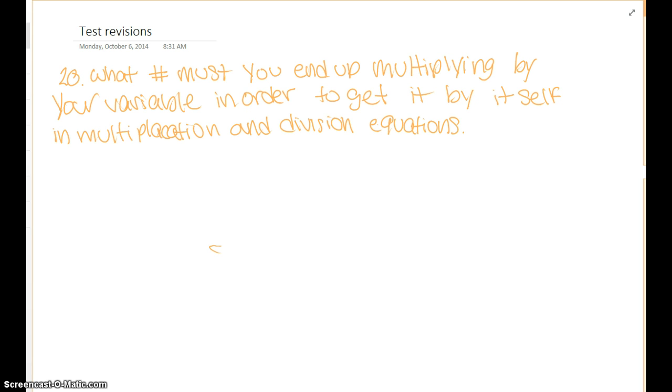So for number 20, the problem was, what number must you end up multiplying by your variable in order to get it by itself in multiplication and division equations? I put the same number in an example because in division equations you always multiply by the same number on the bottom, but you always have to multiply it by 1. So the answer would be a reciprocal.